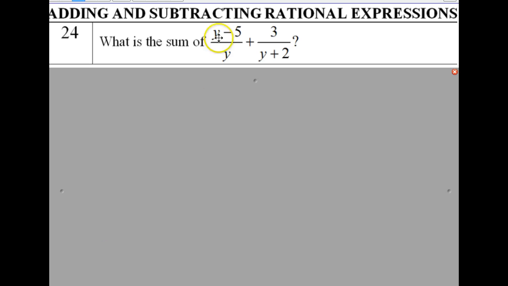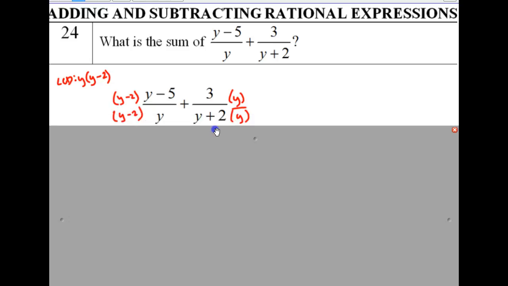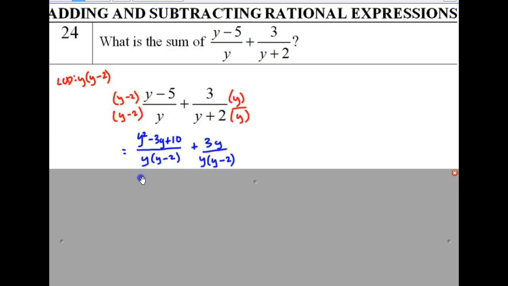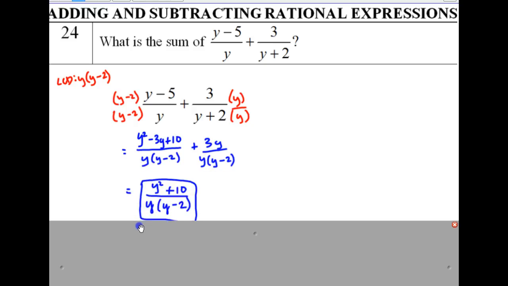If we're subtracting or adding rational expressions, what's the sum of these two? Well, we need to get a common denominator. Okay? Our common denominator is y minus 2 times y. Multiply the top and bottom by y, top and bottom by y minus 2. Once you've got the common denominator, it's pretty easy. You just combine like terms. So we get a y squared plus 10 over y times y minus 2.